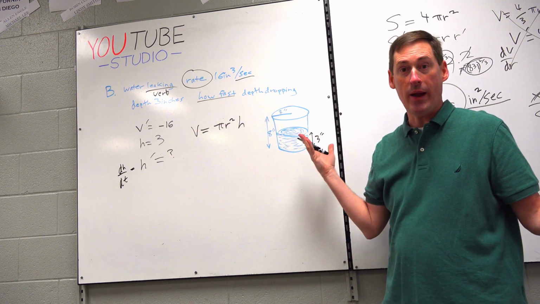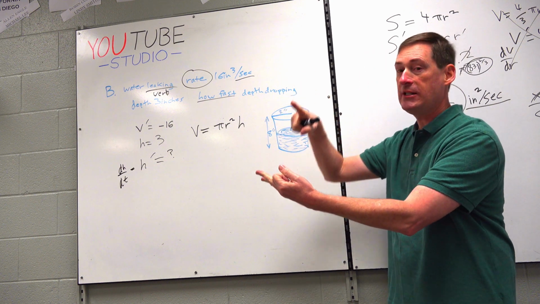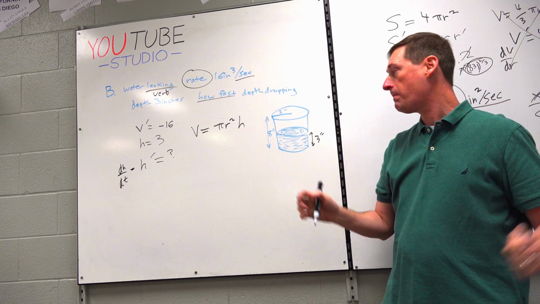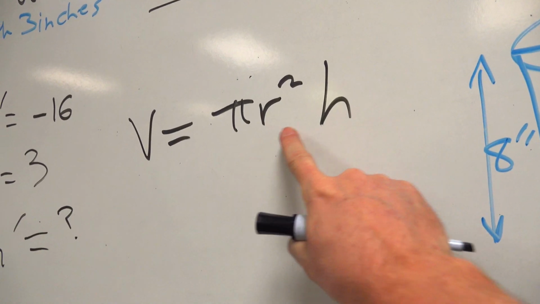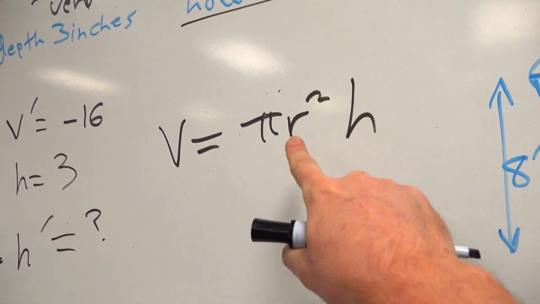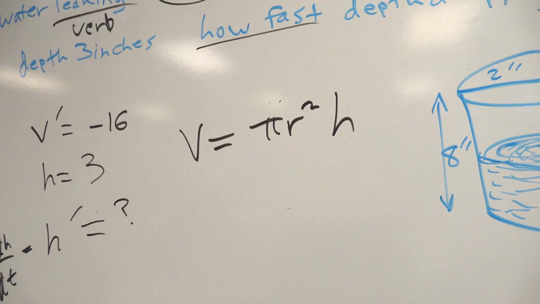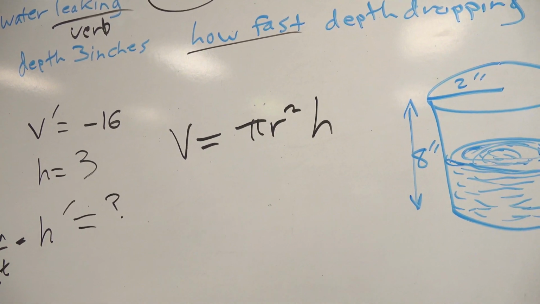I don't see t anywhere. That means V gets a V prime, r gets an r prime, h gets an h prime. Everything is implicit, right? But wait a minute, is there a shortcut here? Because I've got a variable times a variable, and so I'm going to have to do hi d-ho plus ho d-hi with this r squared and this h right here. Do we really want to do that? I mean, you could, it works. But isn't there something that would save us some time?